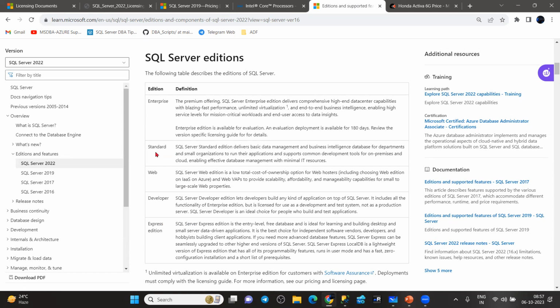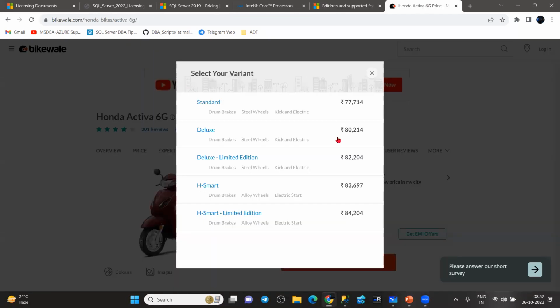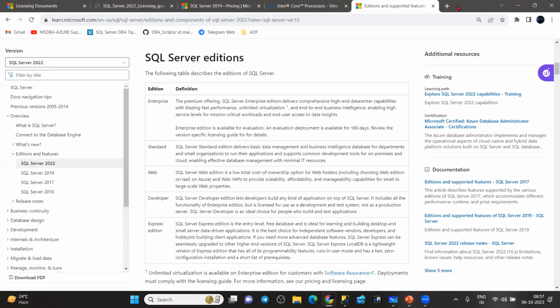Whenever you go into the market to purchase something like a bike or a car, you see different editions. SQL Server also contains editions like Enterprise, Standard, Web, Developer, and Express. In the real world, you may get a chance to work with Enterprise, Standard, Developer, and Express, but not much with Web Edition. The rest four you will get. Maximum you will get the Standard.